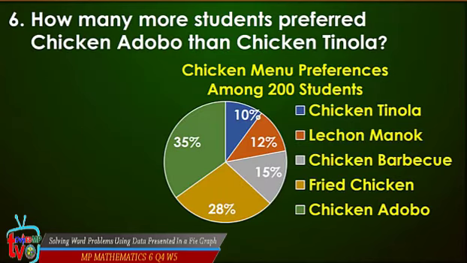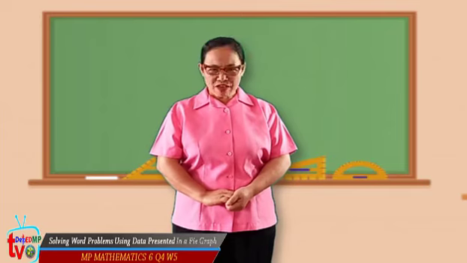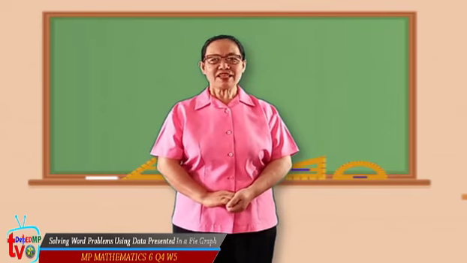Number 6. How many more students preferred chicken adobo than chicken tinola? To answer the problem, let's find the difference. Chicken adobo, 70 students. Chicken tinola, 20 students. Find the difference: 50 students. There were 50 more students who preferred chicken adobo than chicken tinola. Are you able to follow? That's awesome!